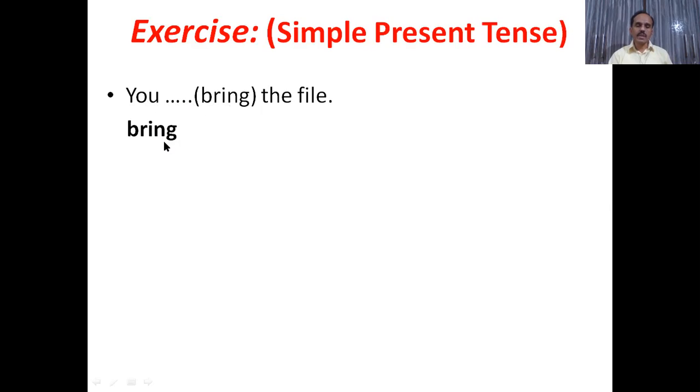You bring. Here we have not added s or es or ies, because this is a second person subject, either singular or plural. Since it is second person, we have not added s or es or ies, it remains the same. You bring, that is how it stays. Next example.